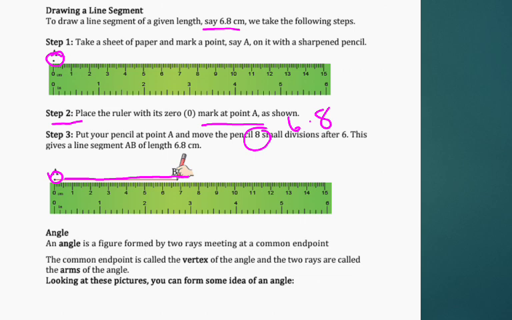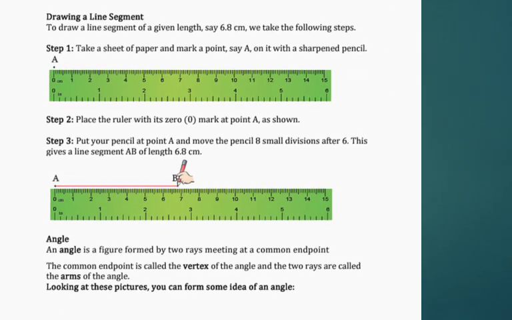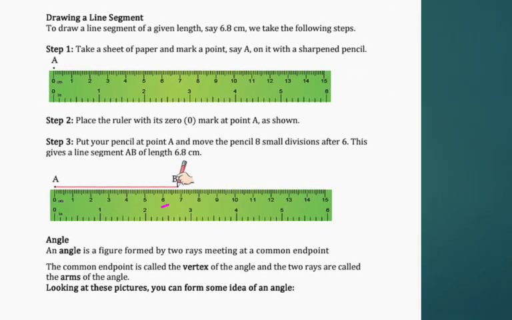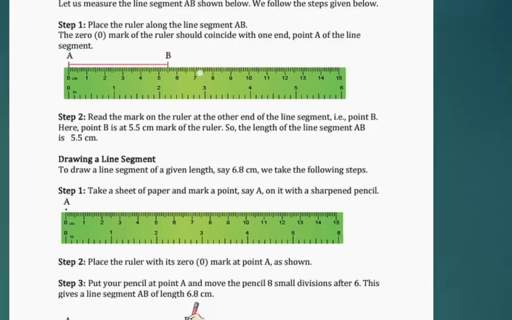6.8 is 8 small divisions after 6. Okay, so the pencil moves to 6.8, that is here. Here is your 6 and here is your 7. In between, 6.5 is there. This is 6.5. After 6.5 you move three positions, that is here.